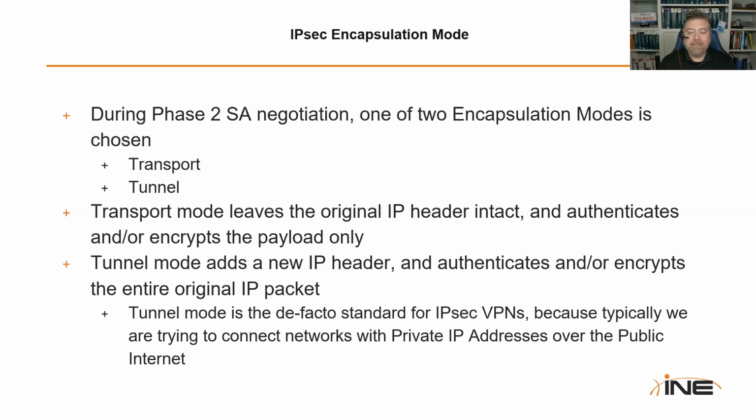Now, in the vast majority of cases, we're trying to send private data over the public network. And it's very likely that we're using private addressing like the RFC 1918 space, the 10 network, 172.16.31 and 192.168, which means that that is not routable via the public internet. Okay, because of this, the de facto standard for IPsec VPNs is going to be that we run in tunnel mode. Because we're typically trying to connect networks with private addresses over the public internet or over public transport. That's why we want to run in tunnel mode as opposed to in transport mode.